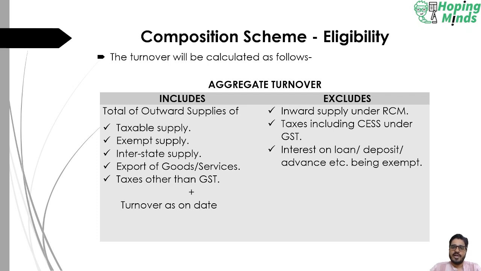So for the purpose of ascertaining the eligibility to opt for composition scheme, the turnover is calculated to include taxable supplies, exempt supplies, interstate supplies, export of goods and services, taxes other than GST, along with turnover as on the date of applying for composition scheme. It excludes inward supplies under the reverse charge mechanism, taxes including cess under GST, and interest on loan, deposits, and advances that are exempt in nature.